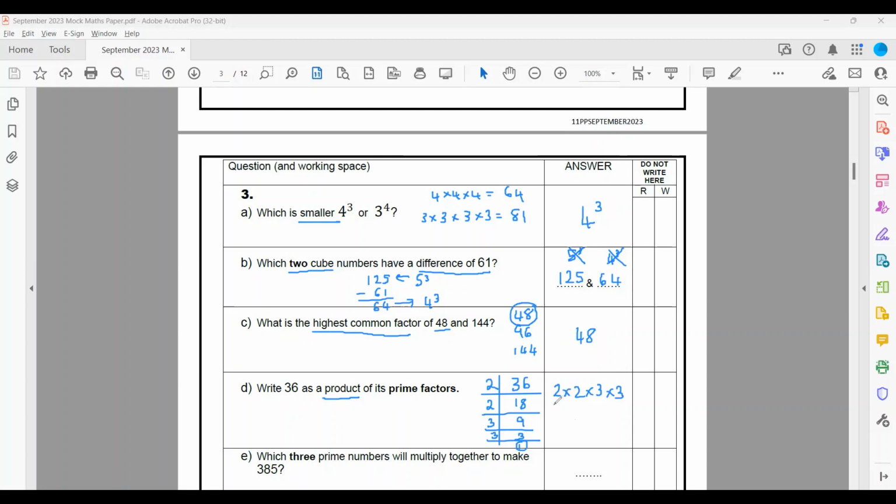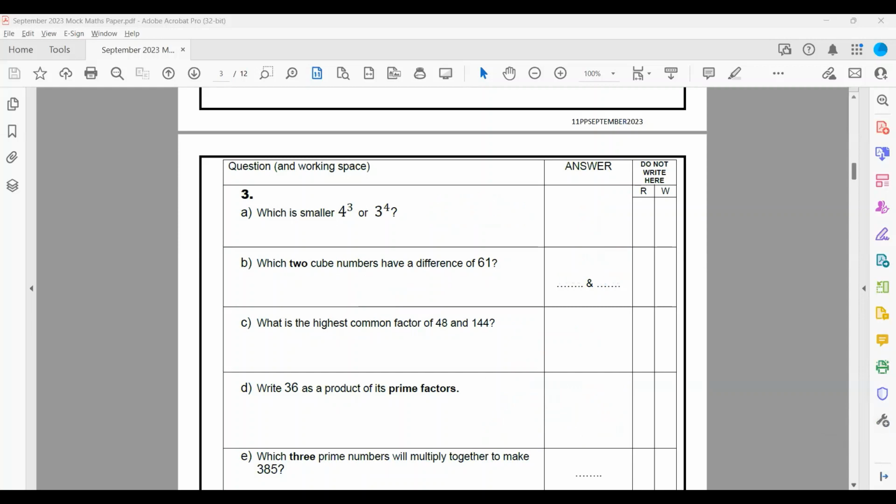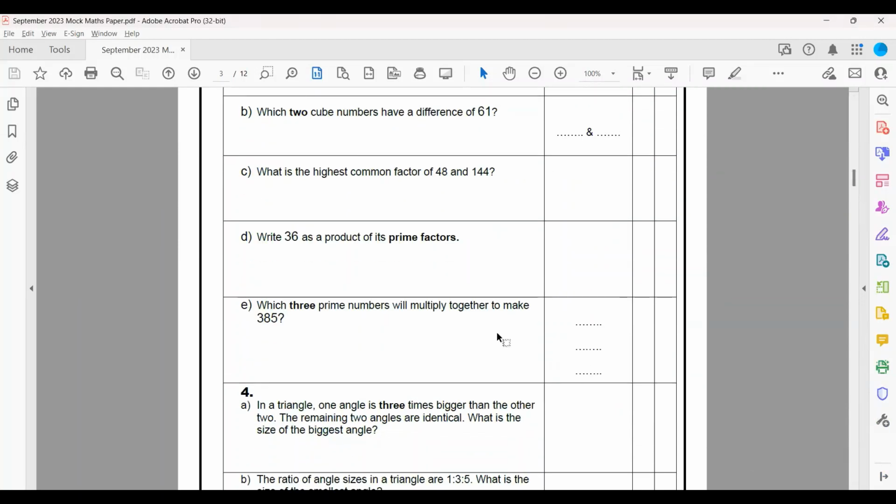You could also write this in index form because we have 2 to the power of 2 and we have 3 to the power of 2. So you could also write it in index form as well. Now, looking at part E, you've been asked to find three prime numbers that will multiply together to make 385. You can use exactly the same method as we used in part D. So, again, I would draw my grid and I'm going to write the number 385 up here.